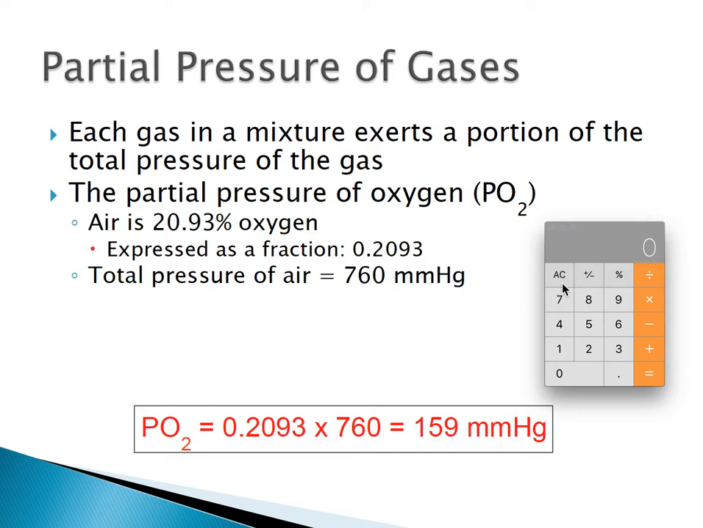So now we can do the simple calculation. We know the percent of oxygen is the same, so it's 0.2093, but the air is much less dense. So instead of 760, I looked online and it's around 200 millimeters of mercury. So now the partial pressure of oxygen in room air on top of Everest is about 41.8 millimeters of mercury. Compare that down to here of 159. I mean, that's just amazing.